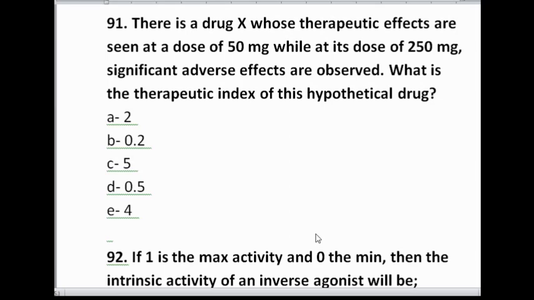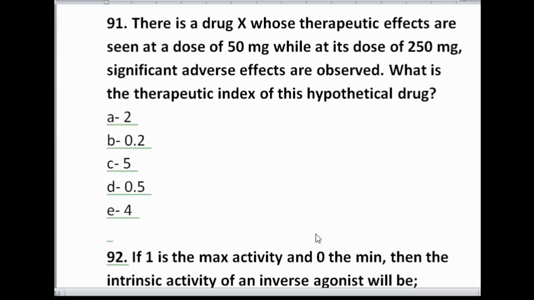Today our first MCQ is: there is a drug X whose therapeutic effects are seen at a dose of 50 mg, while at its dose of 250 mg, significant adverse effects are observed. What is the therapeutic index of this hypothetical drug?